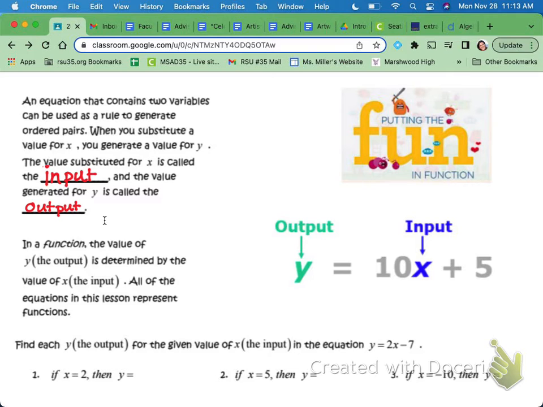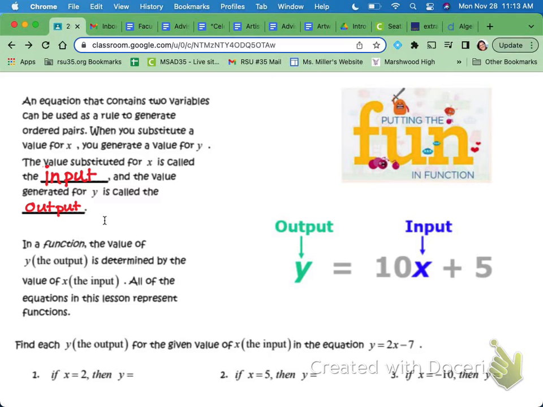If I input 2, what would be the output? 25. If I input 3, what would be the output? If I plug in 0, what would be the output? If I plug in -1, -5. Good. So input goes into the x, and then your y is your output.